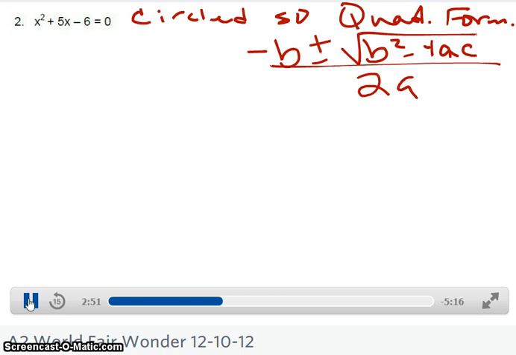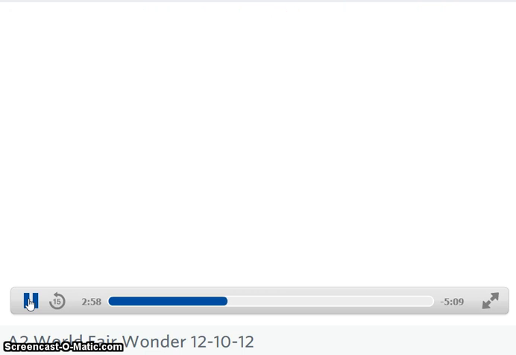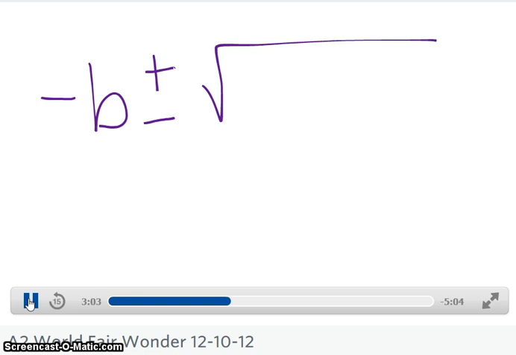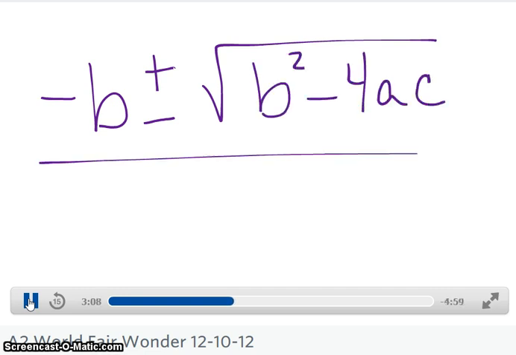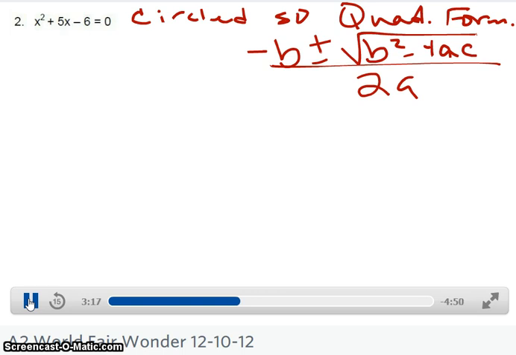Number 2 is circled, so we need to use the quadratic formula. You might want to take a minute right now and write the quadratic formula down on your paper. It is negative b plus or minus the square root of b squared minus 4ac all over 2a. Write this down because you're going to use it over and over. So figure out what a, b, and c are. a is 1, b is 5, c is negative 6.